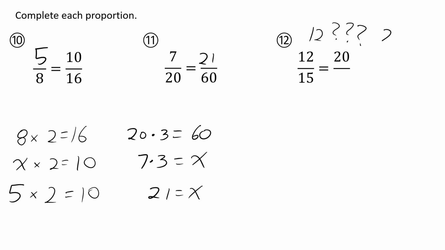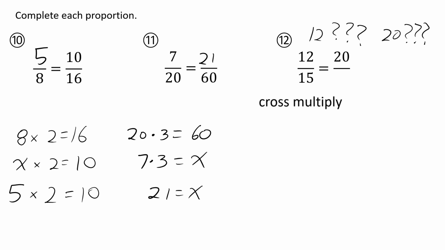12 times 1 is 12. That's not what we're doing. 12 times 2 is 24. That's not what I'm doing. What on earth am I going to do with that 20 and that 12? This is not one of the ones where I can just eyeball it. And so we need to learn a method to solve proportions. That method is going to be known as cross multiply. Okay, so I'm going to cross multiply.